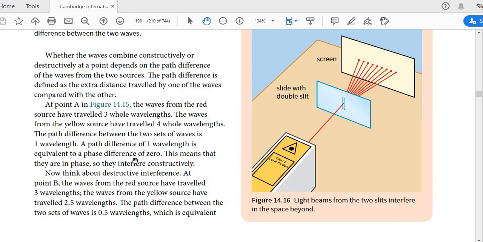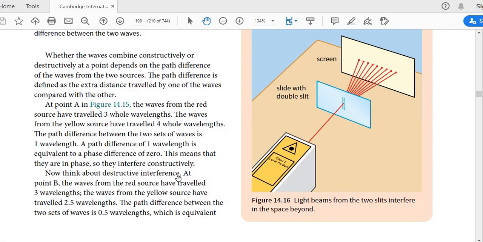The phase difference is given in terms of angle, either degrees or radians. This means that they are in phase, because it's an exact whole number of wavelengths. So they interfere constructively.